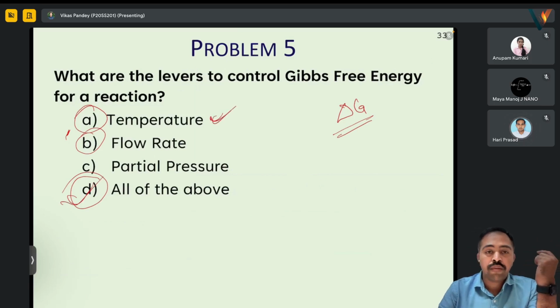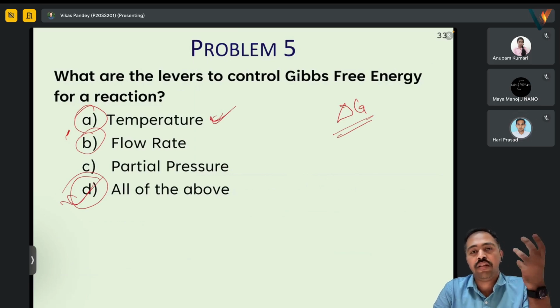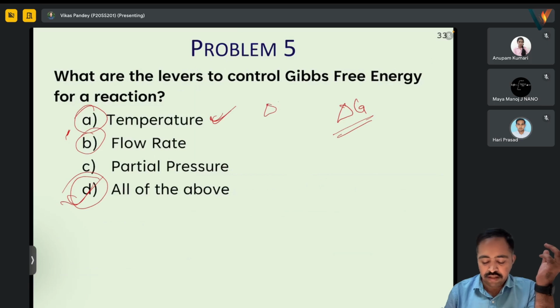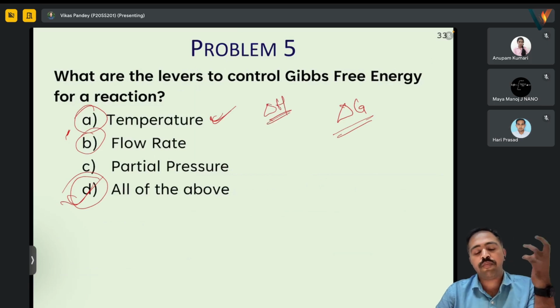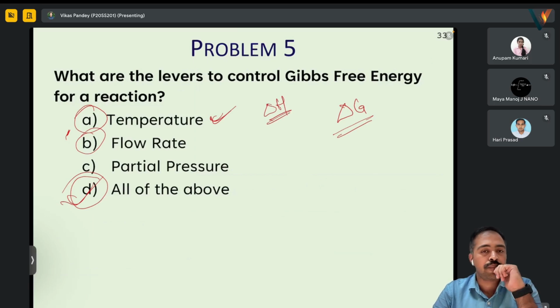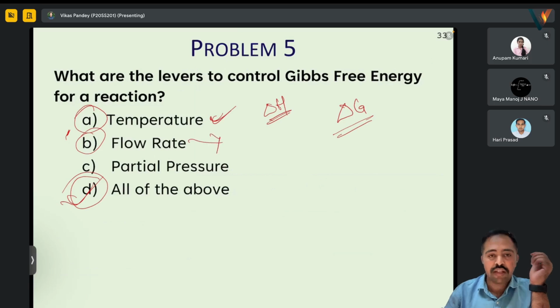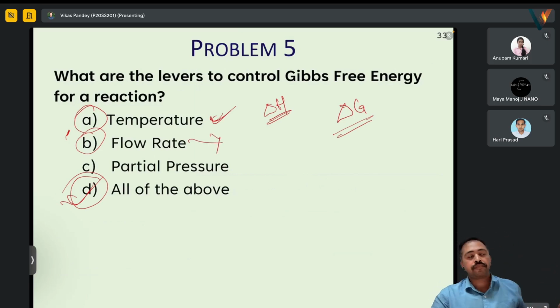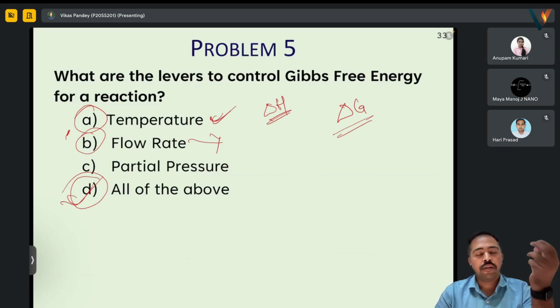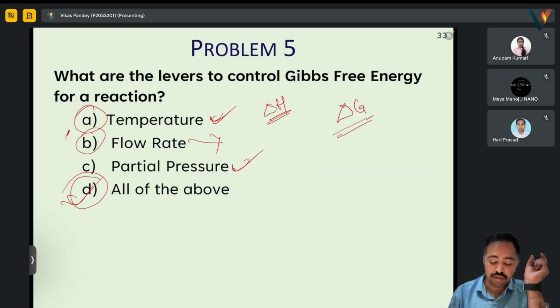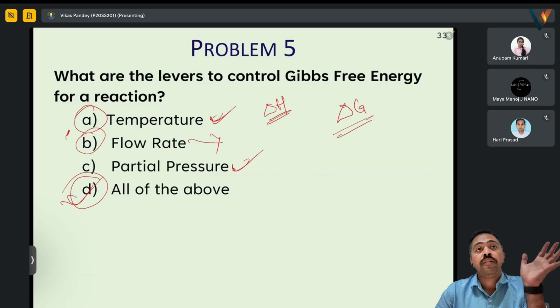Very true. Because temperature is actually delta H, that is the heat that we are providing, that contributes to the energy. Flow rate. Why flow rate? Because that will determine how much species can reach the actual place of reaction where the reaction optimal conditions are there. Then third is partial pressure also. Why partial pressure? Because that will determine the amount of diffusion.